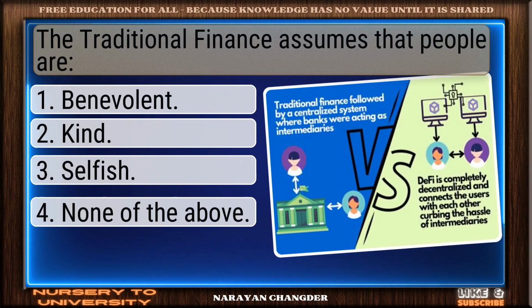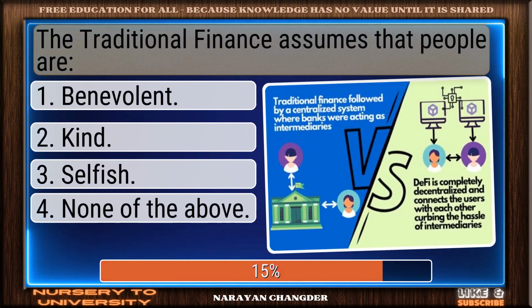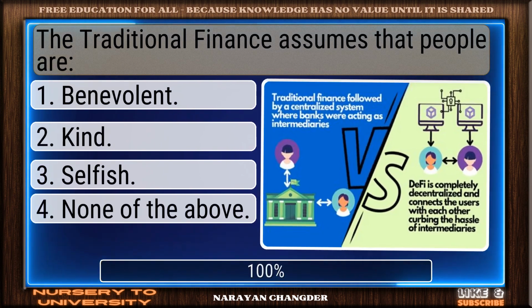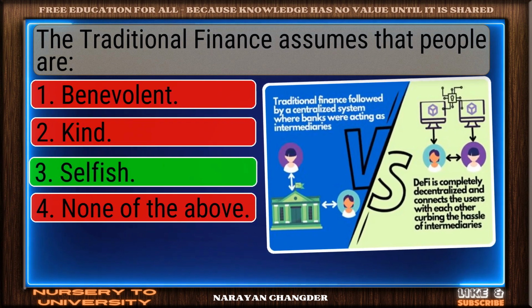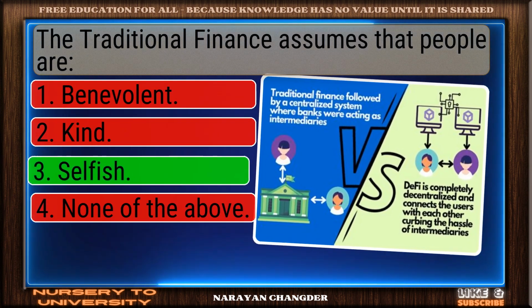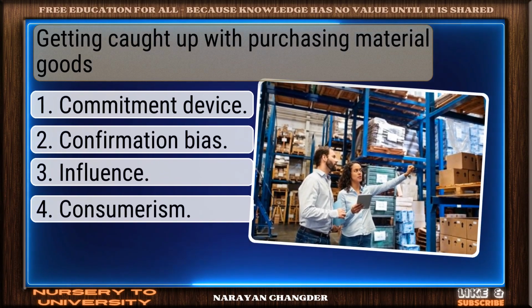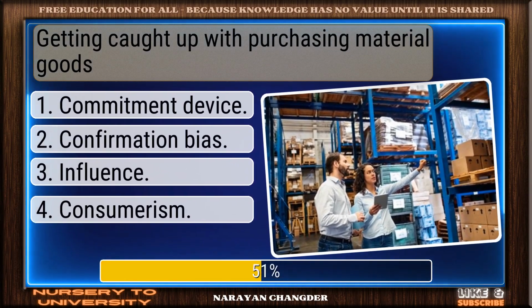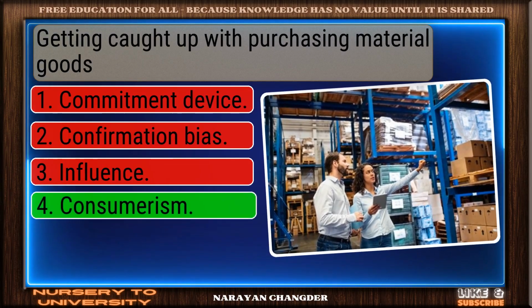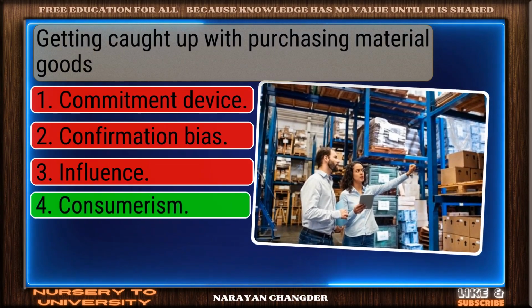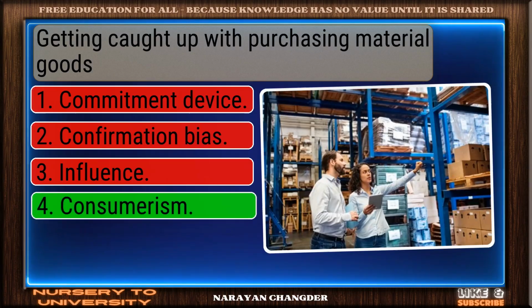The traditional finance assumes that people are. Perfect. Selfish is the correct choice. Getting caught up with purchasing material goods. You're right. Consumerism is the correct answer.